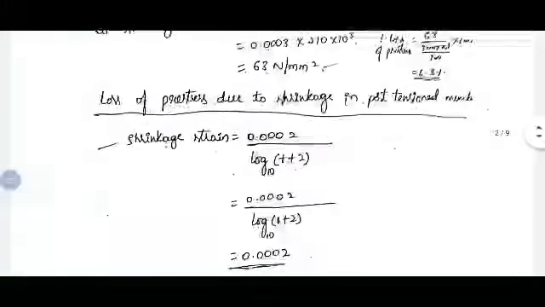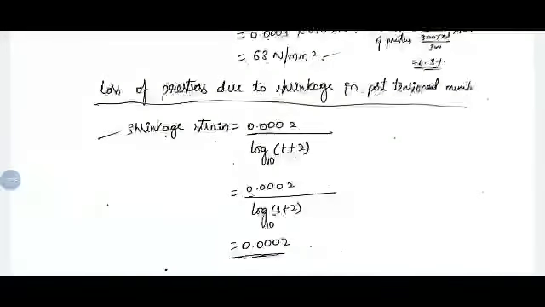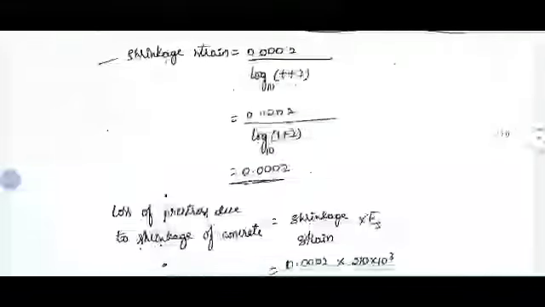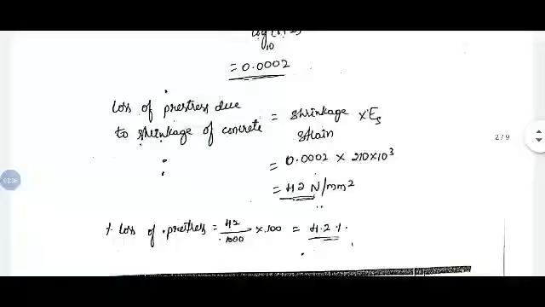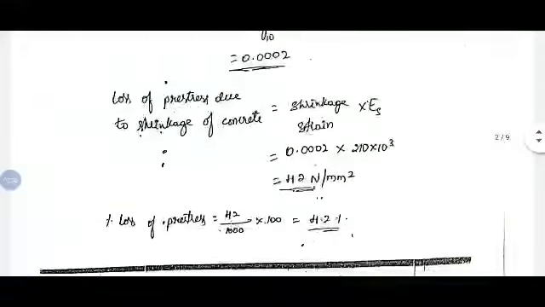Similarly, loss of pre-stress due to shrinkage in post-tension member. Again by using IS 1343 code book, shrinkage strain is given by 0.0002 upon log of T plus 2 to the base 10. So T is given as 8 days for transfer. Substitute 8 in place of T, you will get shrinkage strain of 0.0002. Then again substitute in shrinkage strain, find out, you will get 42 Newton per mm square, and then the percentage of loss.